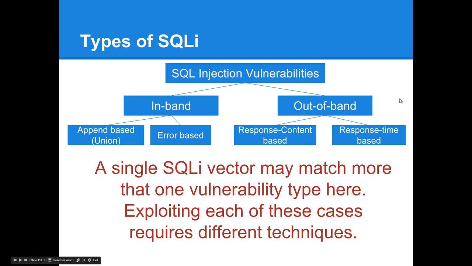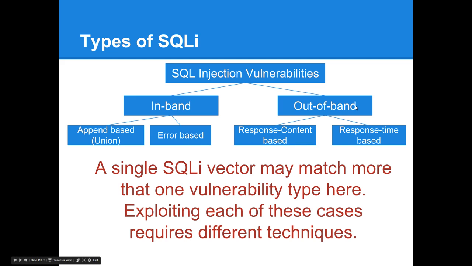Now for the types of SQL injection, there are two main categories. There are in-band SQL injection vulnerabilities and out-of-band, which is also considered blind. For in-band, we're going to cover two main categories, and we'll have variations of each one of these. Append-based, which is also called union select SQL injection, and error-based. And a single SQL injection vector may match more than one vulnerability type here. Exploiting each of these cases will require different techniques, and so we'll dive in and cover some of these.